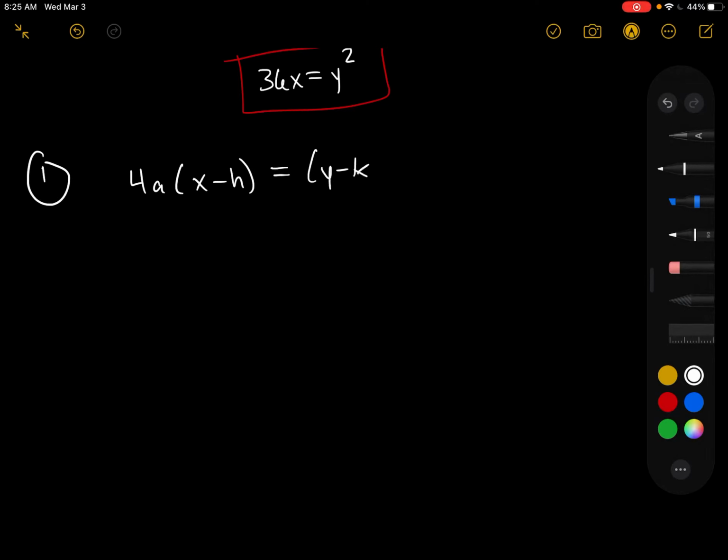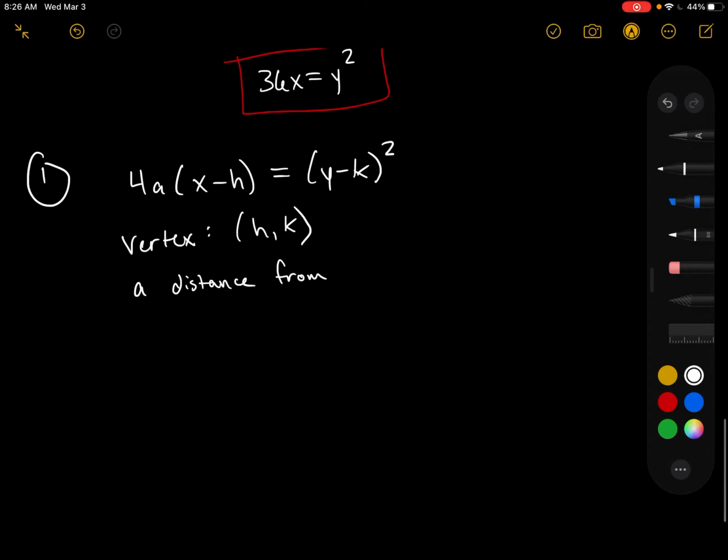another new equation to note down here. So this is where we have a vertex at h comma k, and again, a is still the distance from that vertex to the focus or directrix. And this is another example of a parabola that would open left or right.